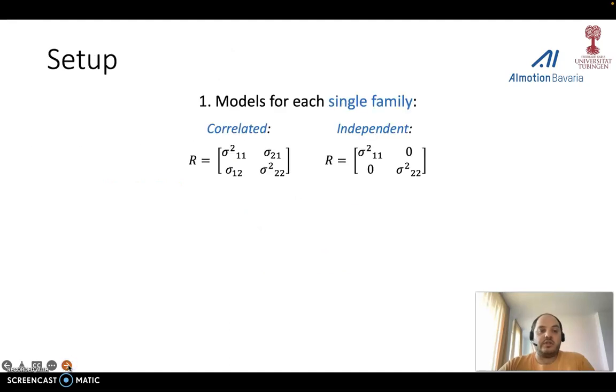Now, to test for trait correlation, we compare 2 model variants. First, for each single family separately. The first variant assumes correlation, and there we have both the evolutionary rate and the correlation parameters estimated by the model. And the second variant assumes independence by setting the correlation parameters strictly to 0.